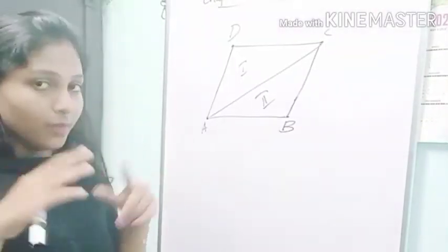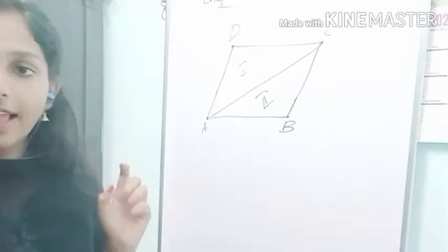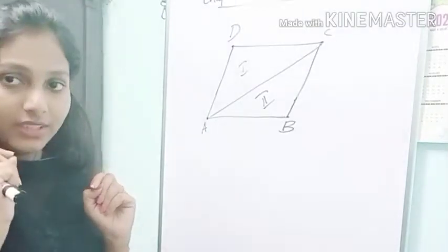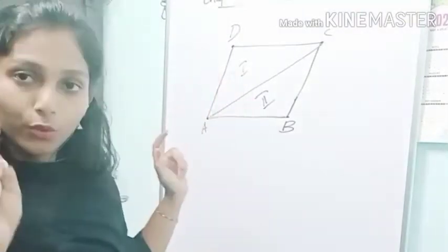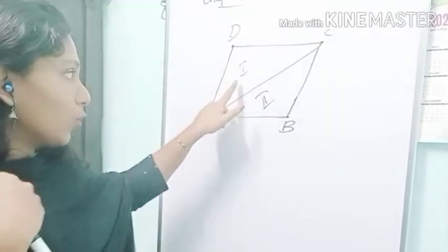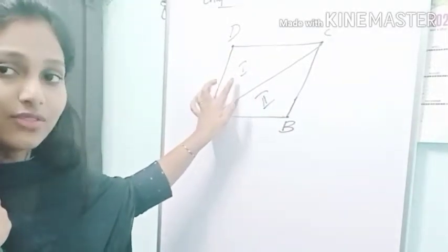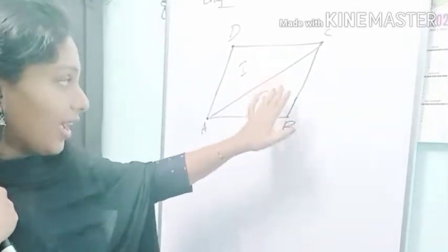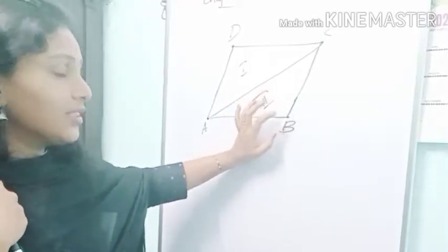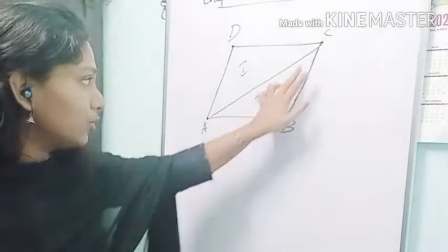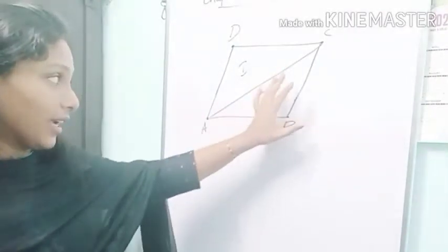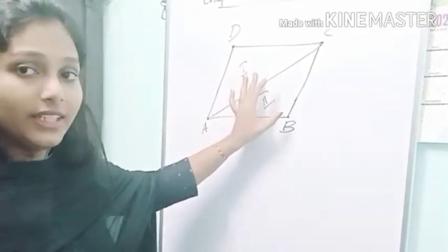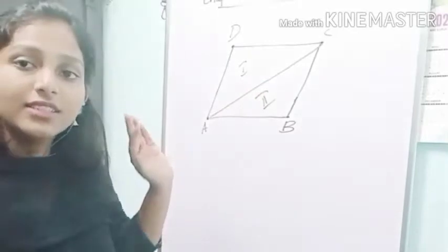Angle sum property. So for both triangles, what is the angle sum property? The total sum of angles of a triangle is 180 degrees. So here we got two triangles. One triangle is this, and the sum of the angles in this triangle is 180 degrees. And this is also a triangle, with three angles, 1, 2, 3. We add these three angles and get 180 degrees, and here also 180 degrees. So 180 degrees plus 180 degrees is 360 degrees.